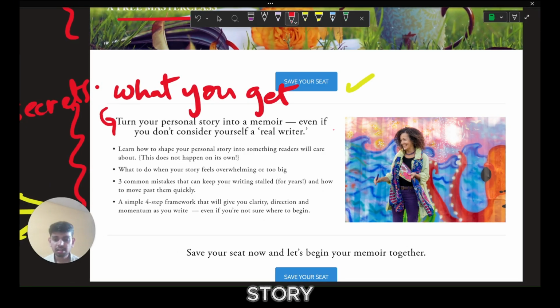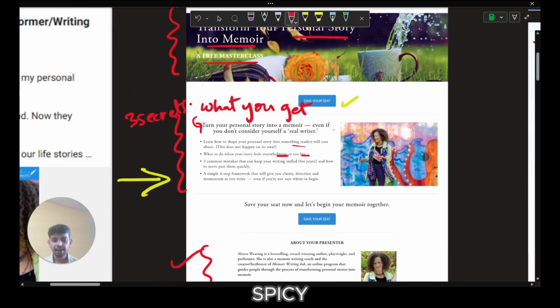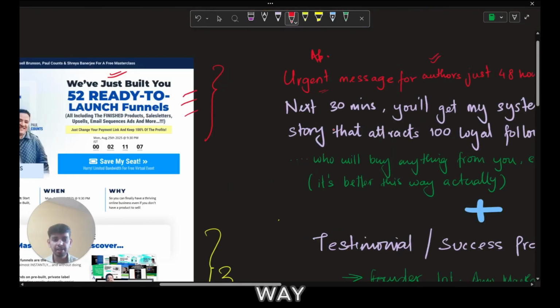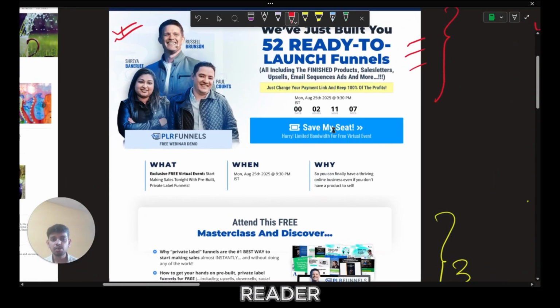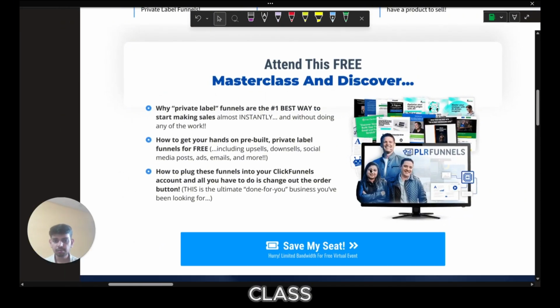What you can do when the story feels overwhelming or too big. Learn how to shape your personal story into something readers will care about. All of this is fine, but write it in a spicy manner, I would say, in the way we saw over here in the headline. So that will keep the reader interested and curious. So they'll definitely attend the masterclass.